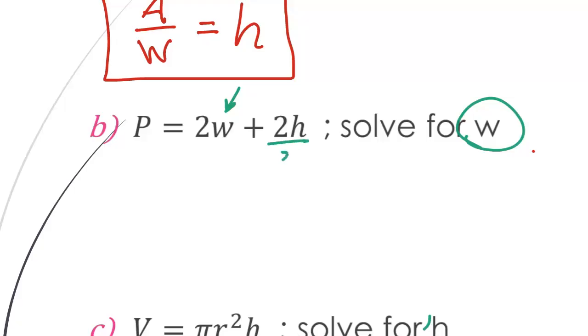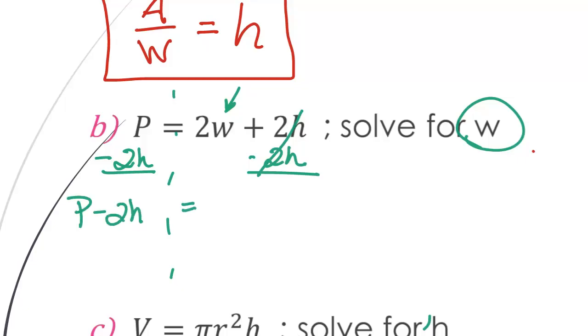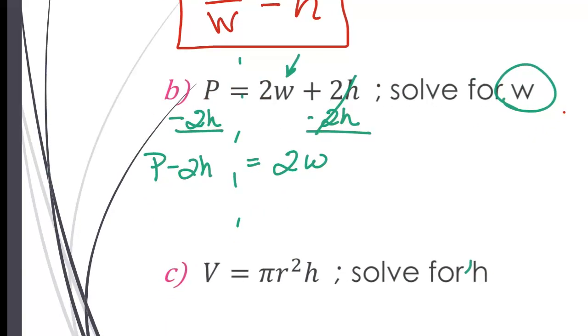Divide. So if I divide by 2H, I have to divide this by 2H. Well, that 2H is being added, right? If I want to move that whole thing, what's the opposite of subtraction? So subtract 2H. Make sure you do the same thing on the opposite side of the equal sign. The 2H's cancel out over here, and we get P minus 2H equals 2 times W. I'm solving for W.